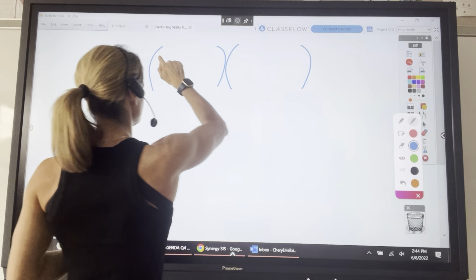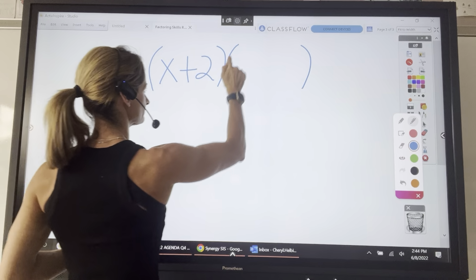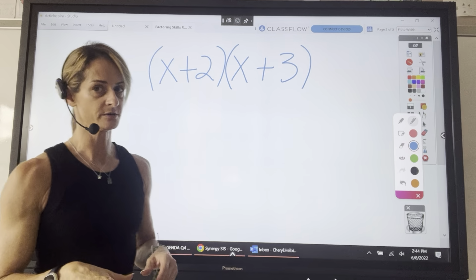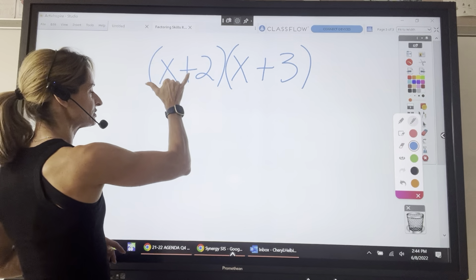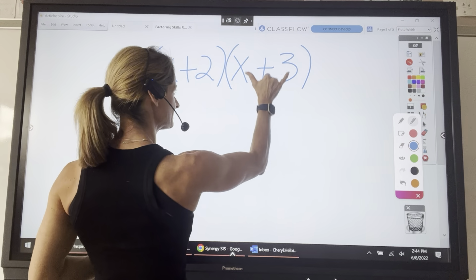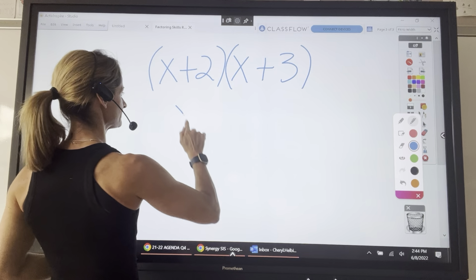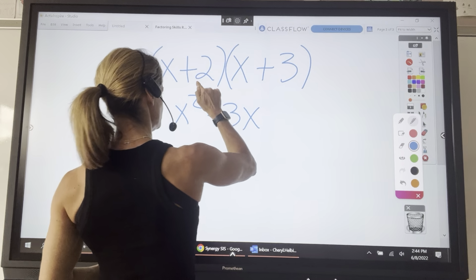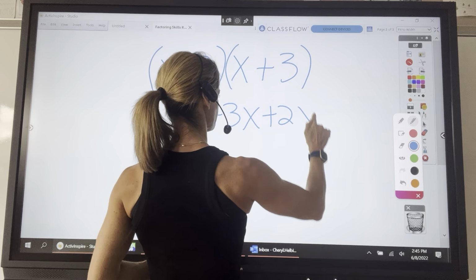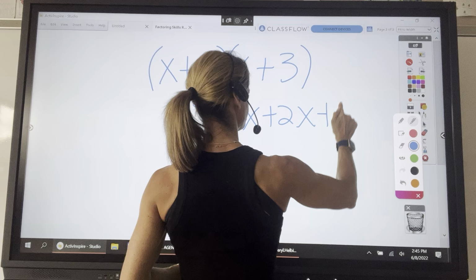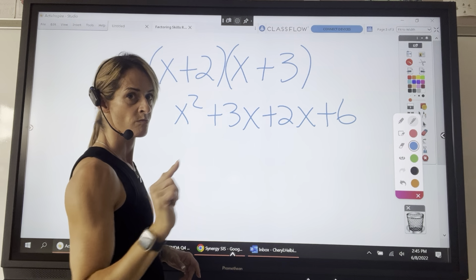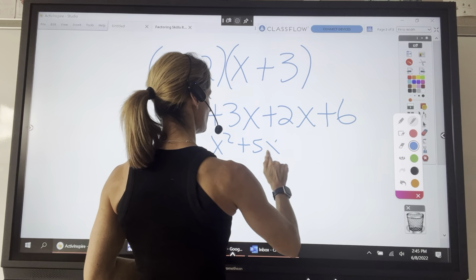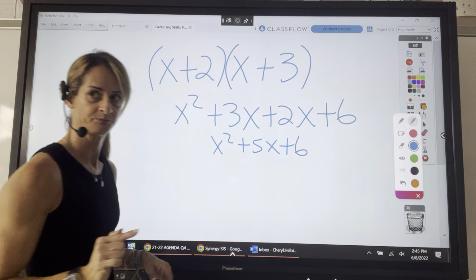So, do you remember when you had two binomials and you were asked to multiply the two binomials? You have to multiply every term in this binomial by every term in this binomial. So you would do x times x, x times 3, 2 times x, plus 2 times 3. Does this look familiar? And then you would combine these like terms and you'd have x squared plus 5x plus 6, okay?